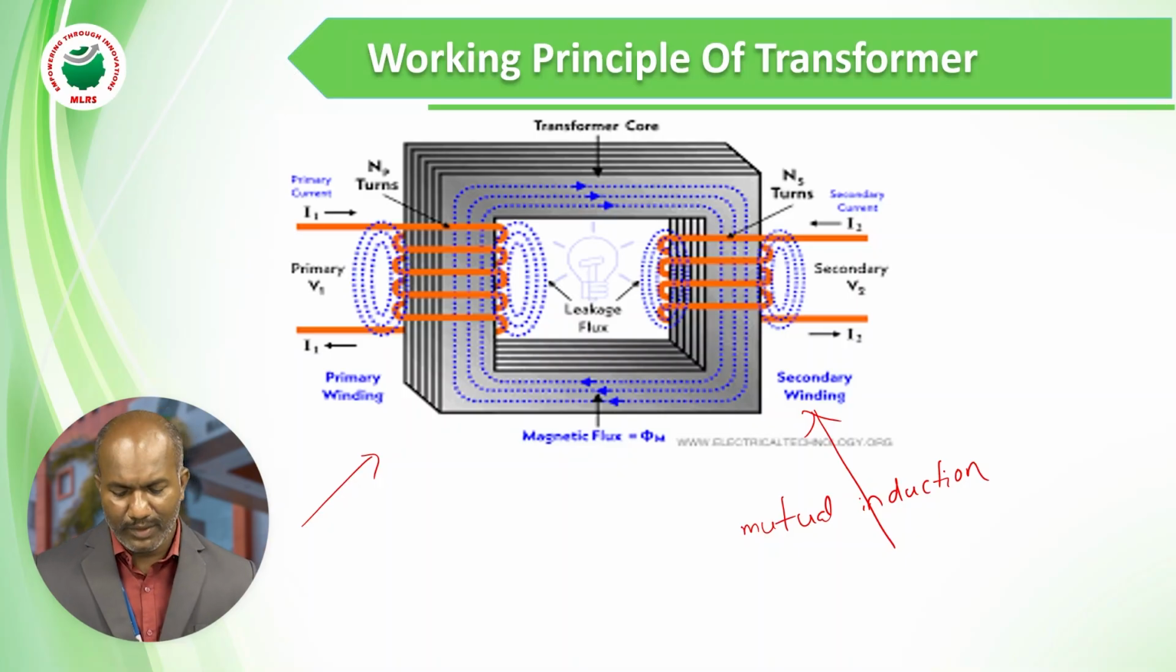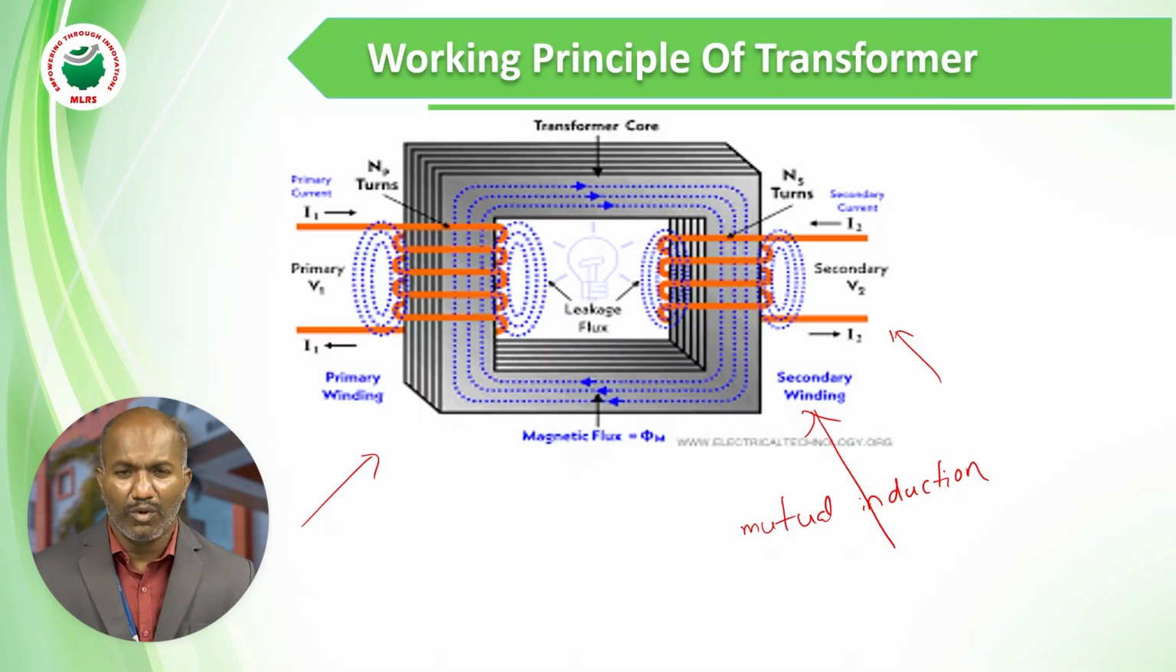What we are doing here, our source is connected to the primary winding and the secondary winding is connected to the load. So we are giving energy to the primary winding, but the load receives the energy by using this mutual induction principle. So we are getting energy in the secondary coil because of the energy we are giving to the primary coil. This is said to be the induction principle.